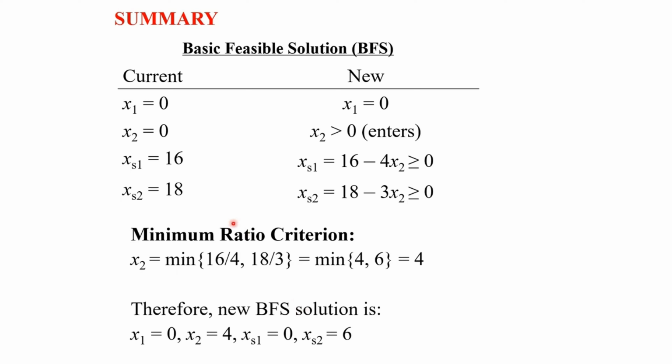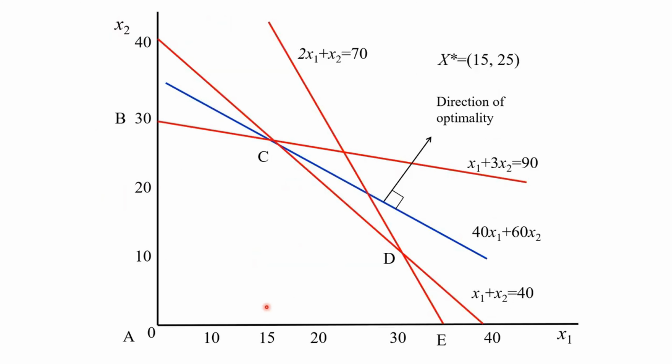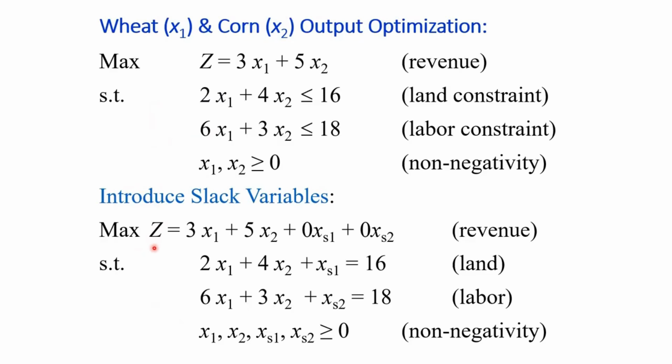So again, in summary, we started with x1 equals 0, x2 equals 0. The slack for the land constraint was 16. The slack for the employment or hours worked constraint was 18. We see that x1 remains 0 in the current one. So if we look back at this diagram, even though it's not quite applicable to our situation, x1 remains 0, so we're moving in this direction. We'd be heading toward B.